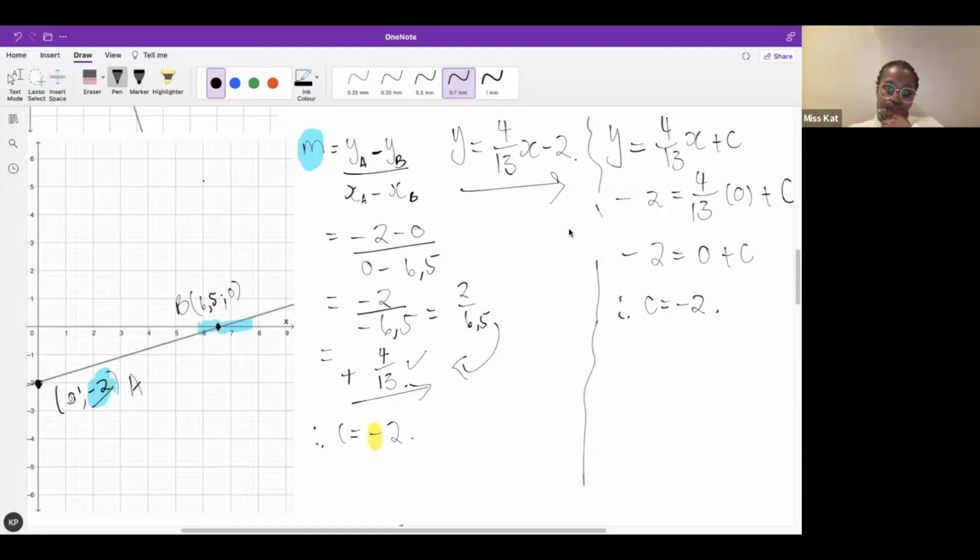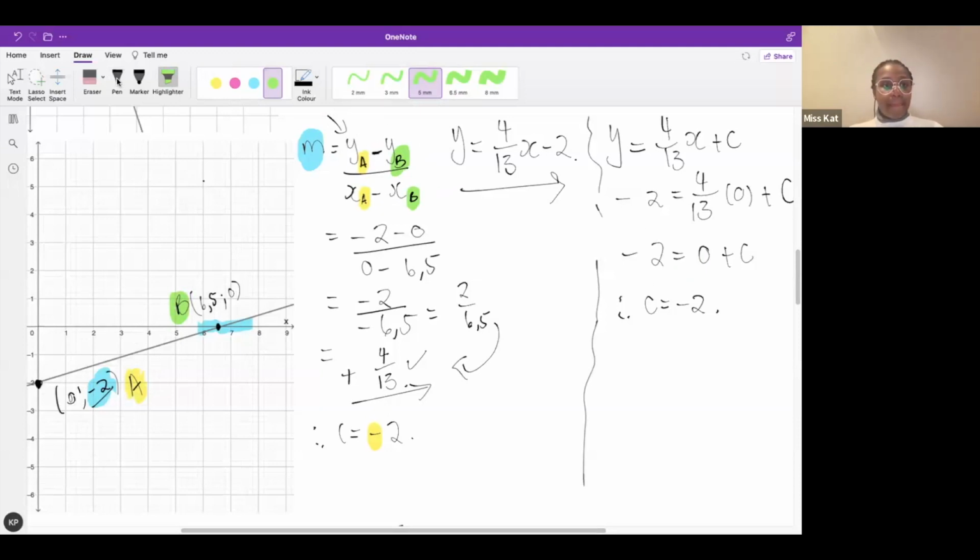Ma'am, how did you work out the gradient? What do you mean how? Here's the formula. We took the y of coordinate A. Look at coordinate A. There it is, the yellow one. Y of coordinate A minus the y of coordinate B, which is that one, divided by the x of coordinate A minus the x of coordinate B. It's a formula that we have to learn.